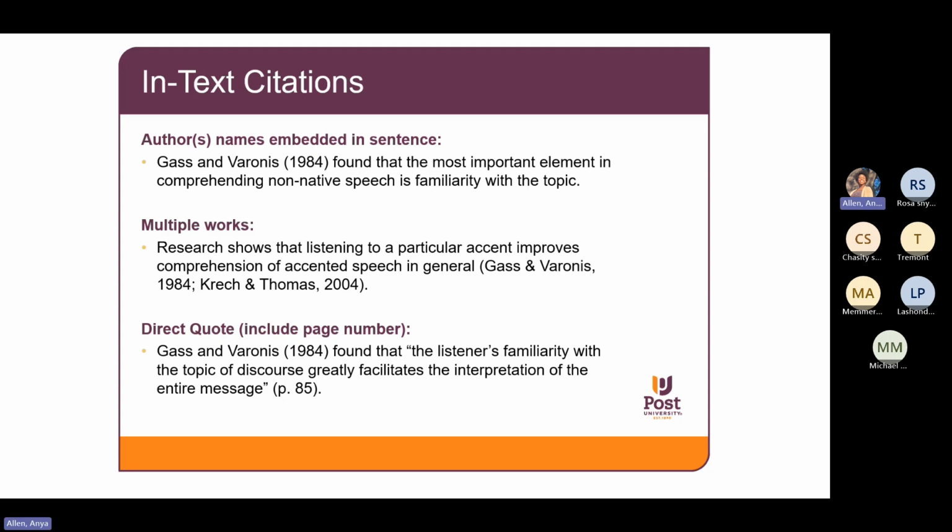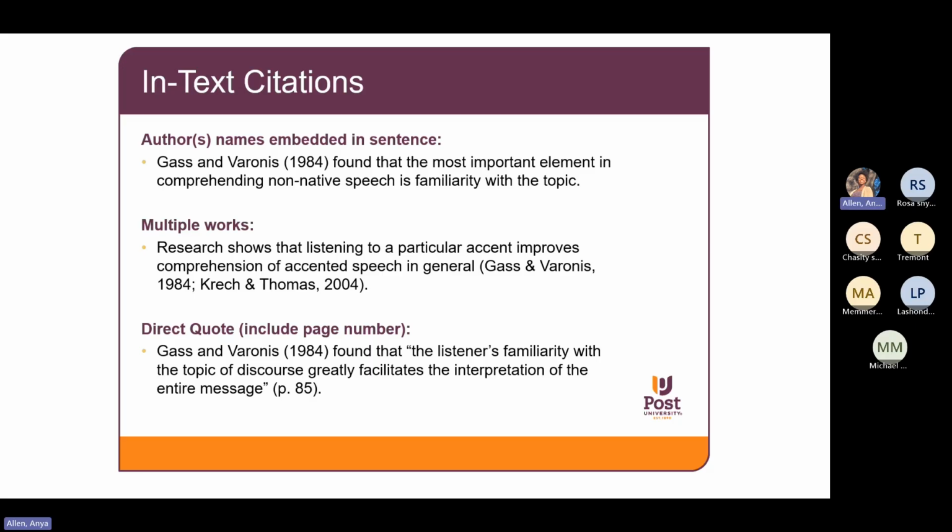Then for multiple works, you'll see that each author is included. So Gast and Veronis, it's two authors, and that ampersand is there in between both of them. I know there's a better word for it than and sign, but I can't think of it right now. And then you'll see the comma, and the date is 1984. And then they're separated by a semicolon for the other article or book that was used. So the other authors are Craig and Thomas in the year of 2004.